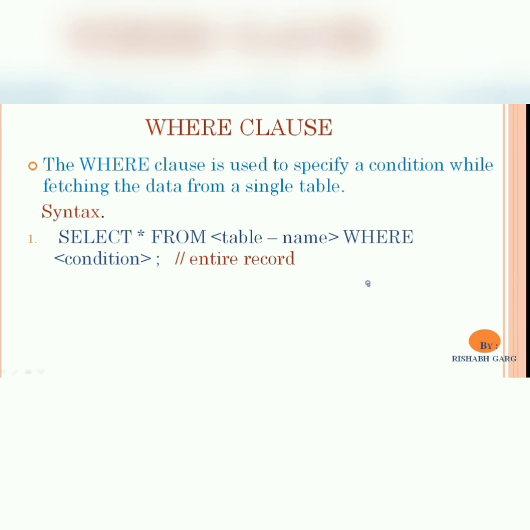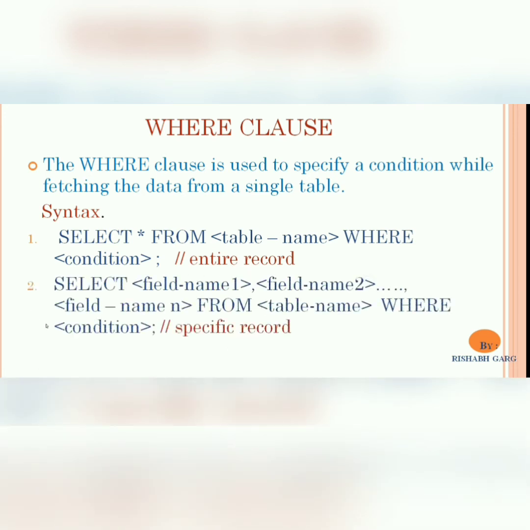For displaying the specific record we use the following syntax. First we will write the select command, then we will write the column name which we want to display, then we will use the from keyword, then the table name, then after we will use the where clause along with the condition, and at last we will use the semicolon for terminating our command.